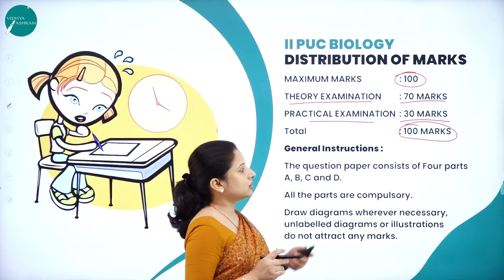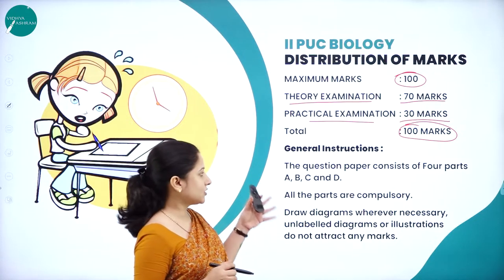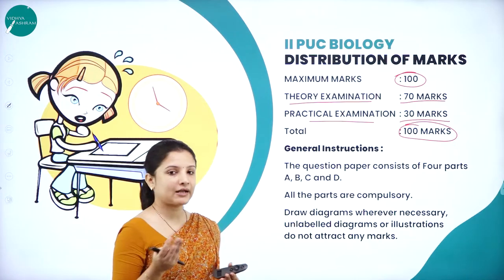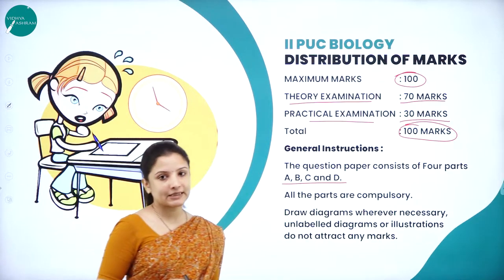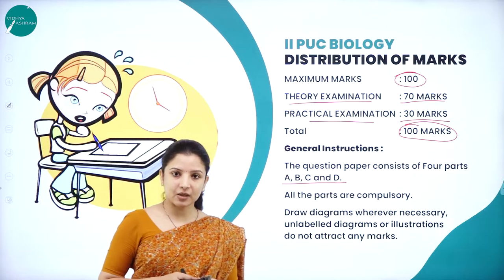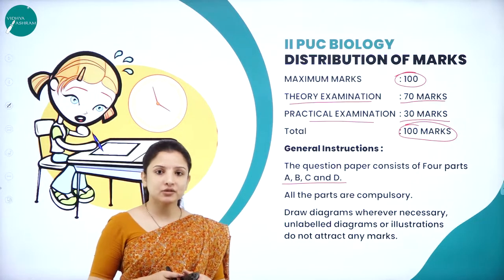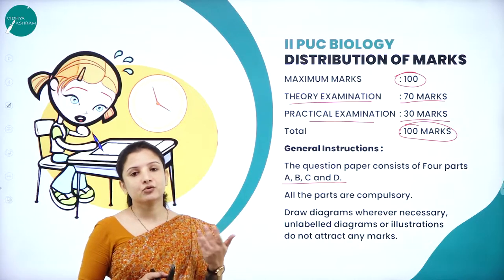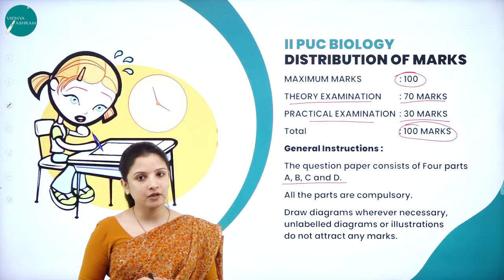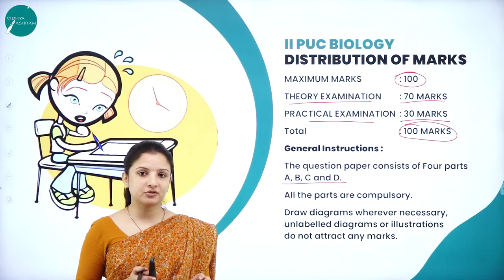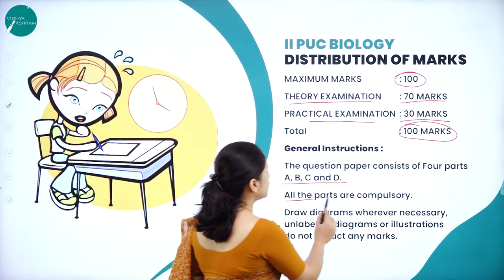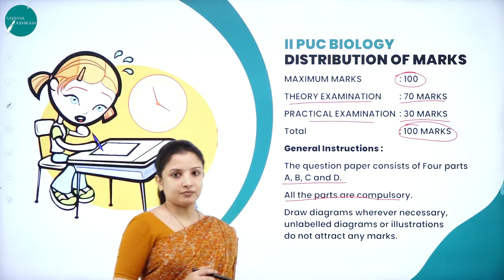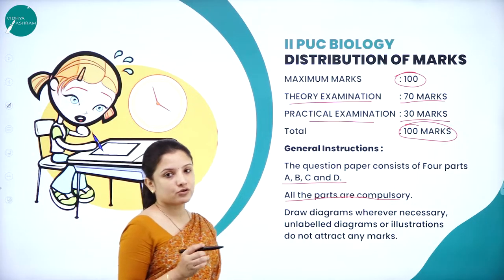So there'll be general instructions for this particular paper. The theory paper is divided into parts A, B and C. So all the parts are compulsory. You have to write, don't skip it. Don't think that if you write extra questions, marks will be given. No. How many questions you are supposed to write in each part, only so much you need to write. So all the parts are compulsory. And diagrams, wherever necessary, you need to draw diagrams.